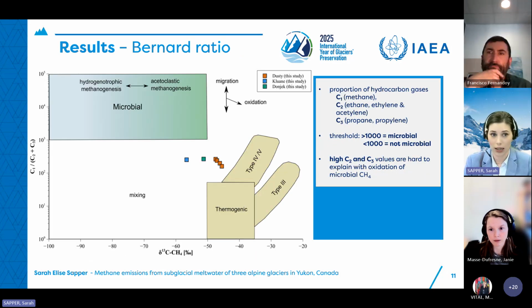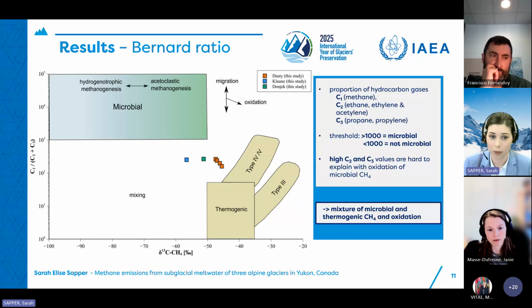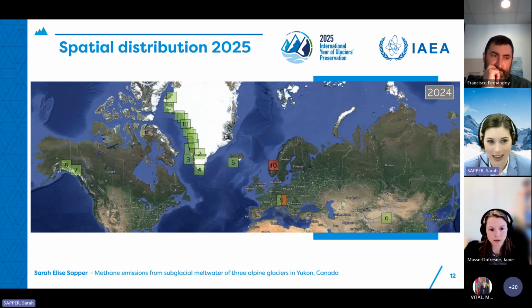So we also analyzed the Bernard ratios with C2 and C3 hydrocarbon gases, whereas a threshold of this Bernard ratio above 1000 clearly indicates a microbial origin, and below that a non-microbial or a mixing origin. And all our samples from all three glaciers group very nicely in the mixing area. So we interpret our results as being of microbial as well as of thermogenic origin, and that there is also some oxidation of this methane going on.